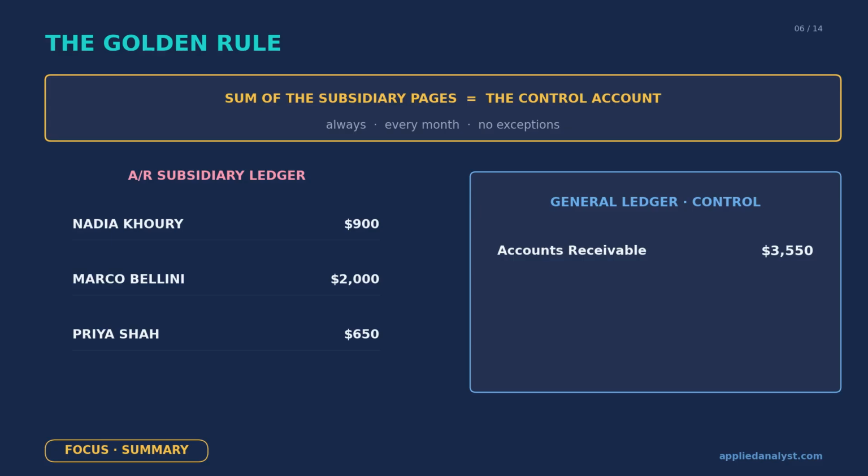It is the end of May at Cedar Company. The control account, the one line in the general ledger, shows $3,550. Hold that number. Now we turn to the pages behind it. Nadia, $900. Marco, $2,000. He bought twice, so his page carries 2 debits. Priya, $650. Before I add them, guess. Do they tie? 900 plus 2,000 is 2,900 plus 650, 3,550. It ties.